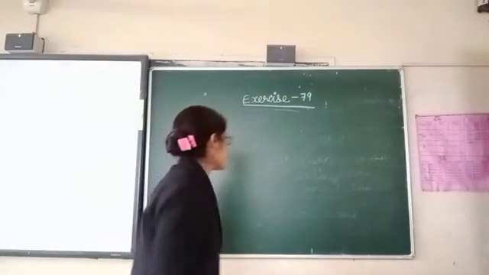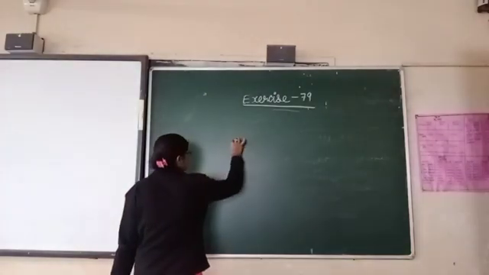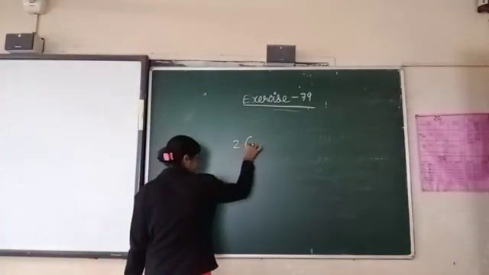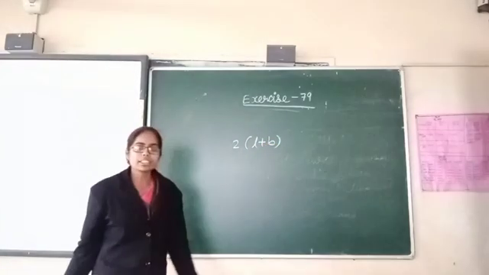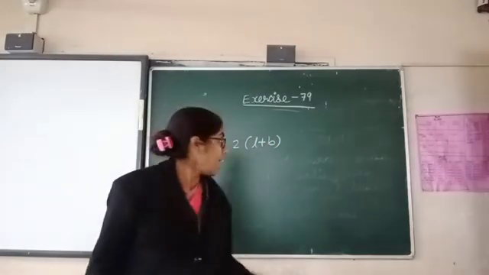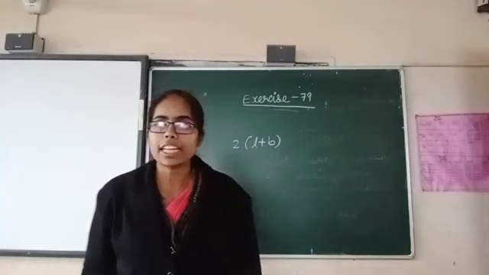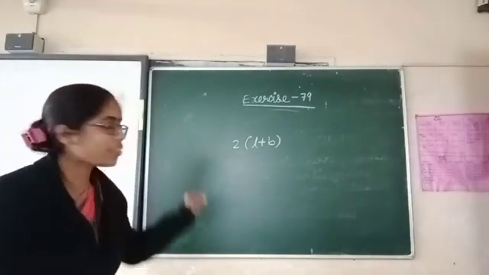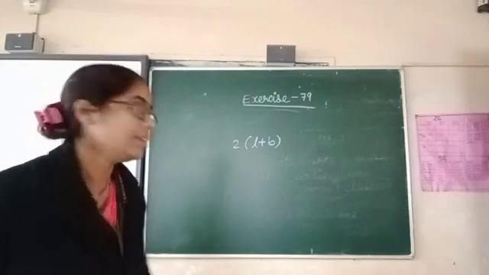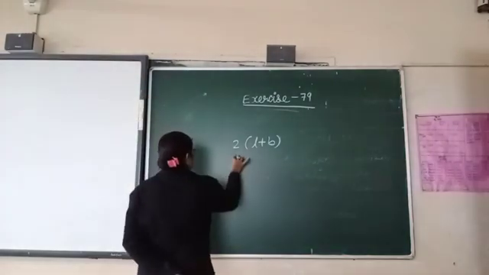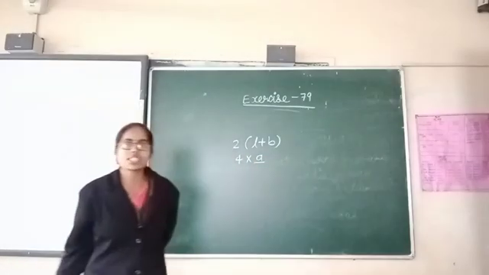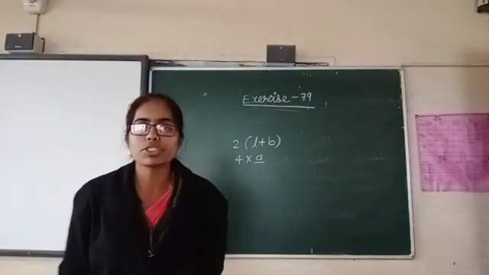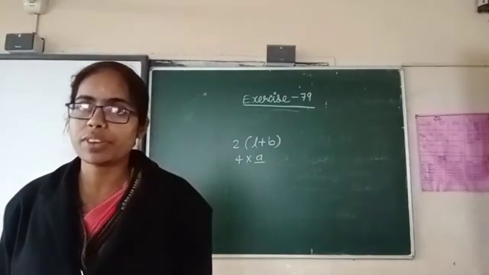In the last exercise, we learned how to find the perimeter of the rectangle, and I taught you the formula 2 into (L plus B), length plus breadth. L and B represent the length and breadth respectively. This way we can find the perimeter of a rectangle. And 4 into A, where A represents the side of the square, is the formula to find the perimeter of the square.